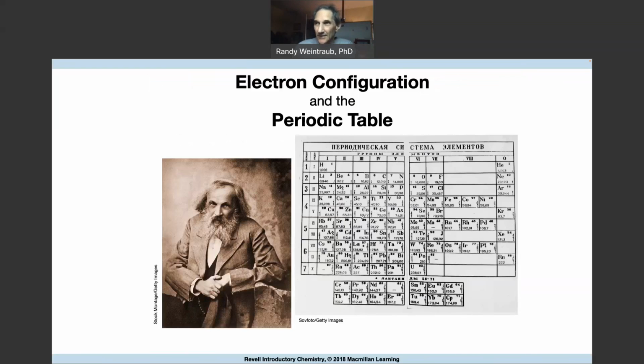Electron configuration is an integral part of our understanding of the periodic table. In the late 1800s, Dmitry Mendeleev organized the periodic table based on chemical and physical properties of the elements. Many of these properties depend on the element's electron configuration. Here, we'll explore the relationship between electron configuration and the periodic table.